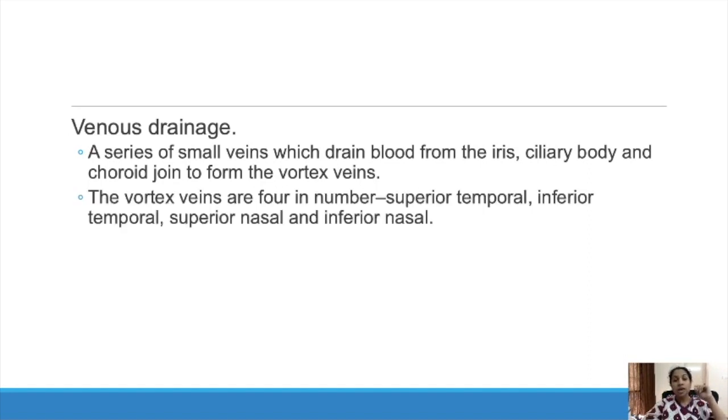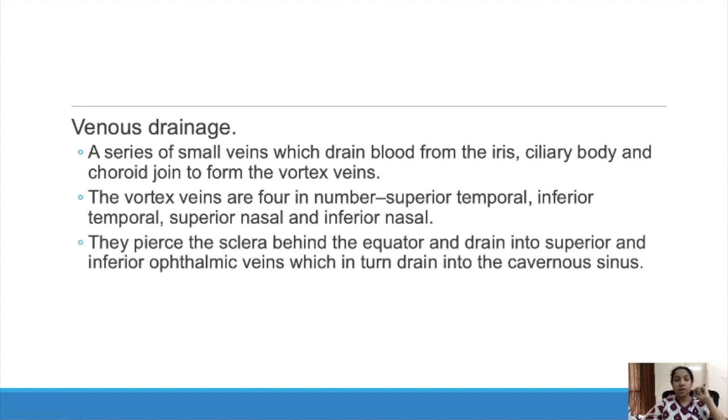So the small veins from the iris, ciliary body, and choroid will join to form the vortex veins, and the vortex veins are four in number. They are superior temporal, inferior temporal, superior nasal, and inferior nasal. These are the four vortex veins. They pierce the sclera behind the equator and drain into the superior and inferior ophthalmic veins, which in turn drain into the cavernous sinus. So this is the venous drainage of the uveal tract.